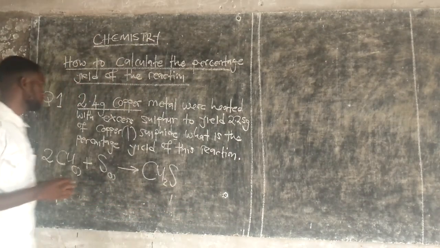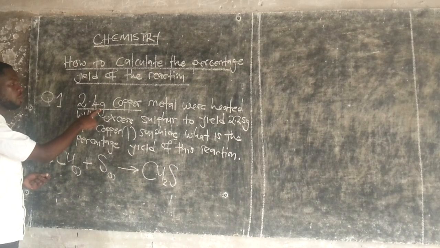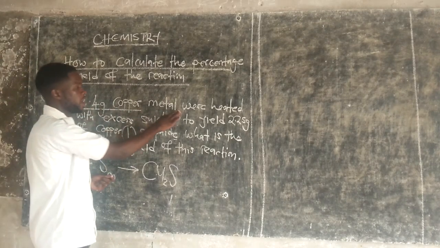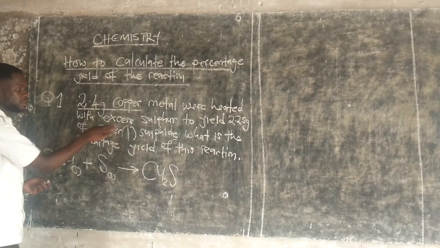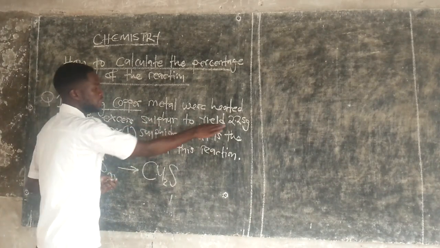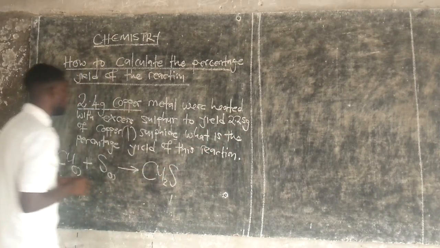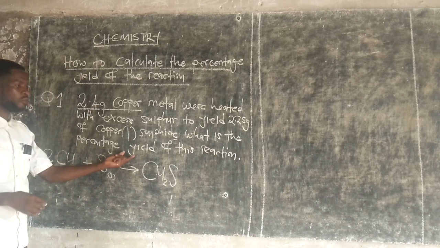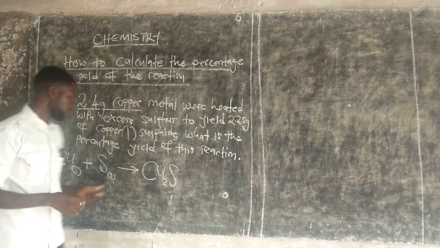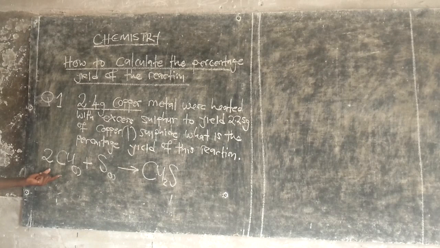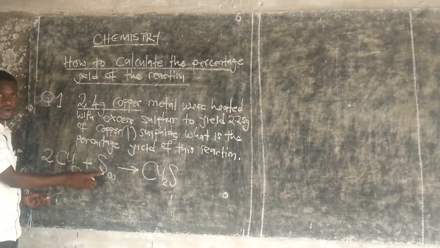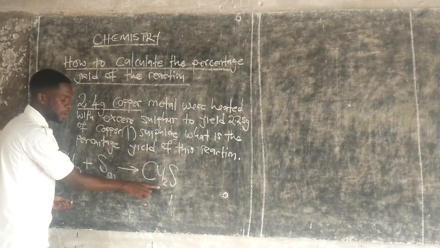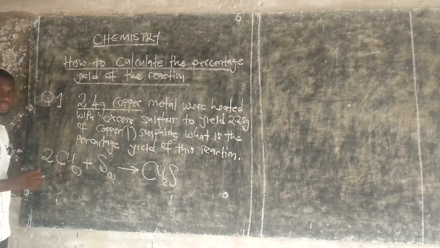So we have the question here. 2.4 grams of copper metal were heated with excess sulfur to yield 2.25 grams of copper sulfate. What is the percentage yield of this reaction? Now we have the equation here, which is copper in solid form, which reacts with the sulfur to produce copper sulfate. So this is the reaction.